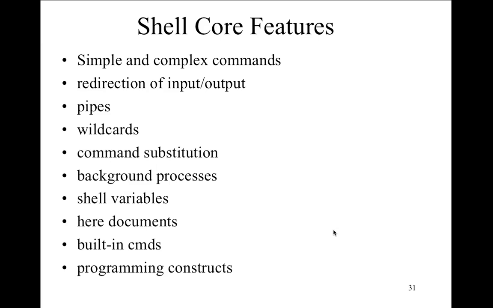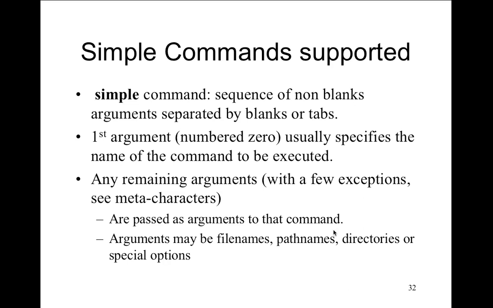So we have some shell core features that exist: simple and complex commands, redirection of input and output, which is kind of a core concept for shells, pipes, wildcards, command substitution, background processes, foreground processes, obviously, shell variables, here documents. I'll save here documents till tomorrow. I'm going to give you the abridged version of this lecture. Built-in commands exist, and also programming constructs. The C shell actually allows you to write C programs and compile them right there in the shell without actually having to use a compiler, because the shell acts as a command interpreter for your C command lines.